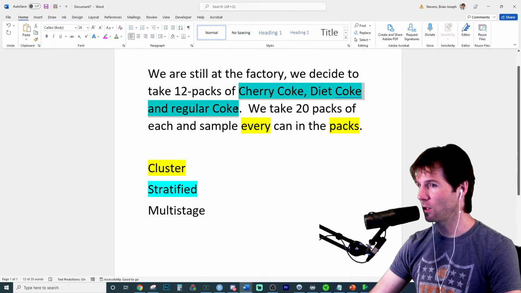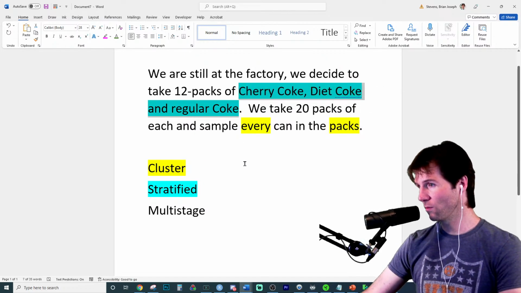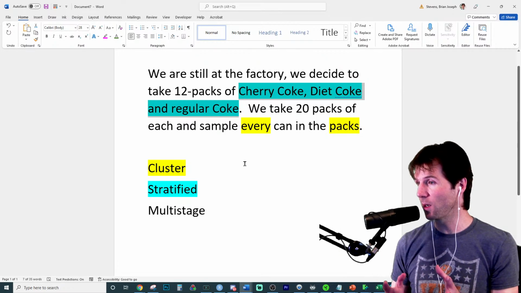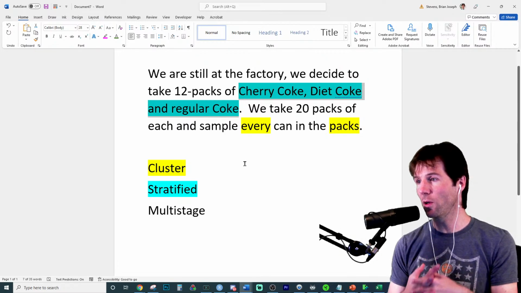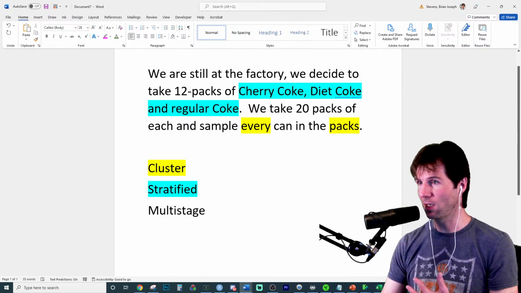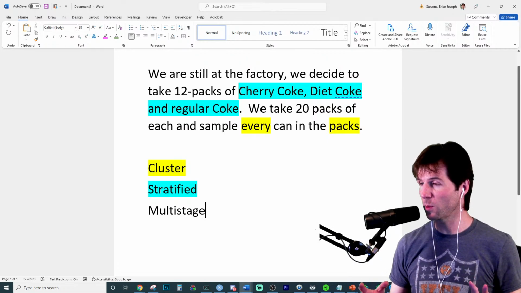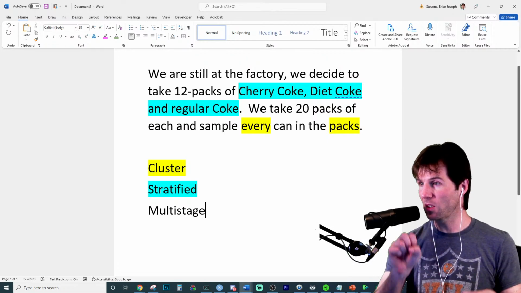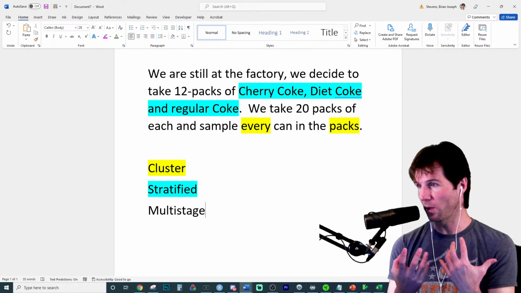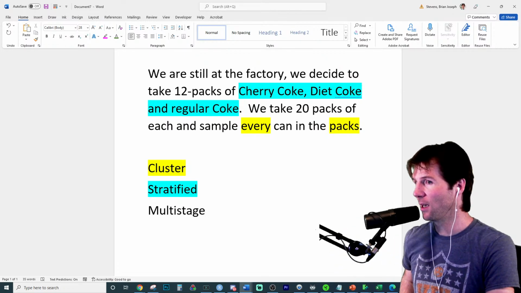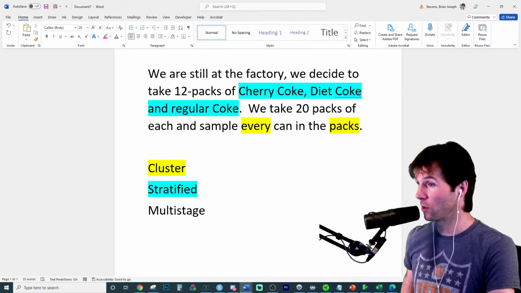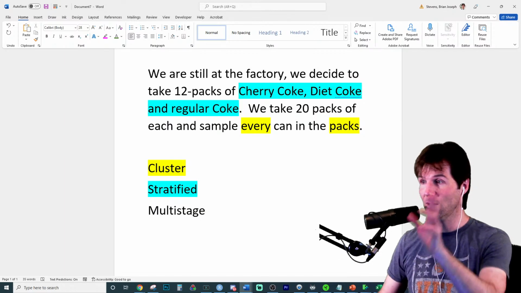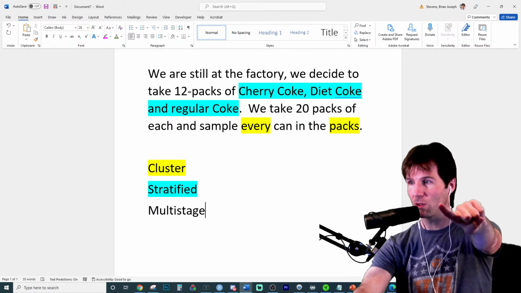Stratified right here is going to be the differences we see among the Coca-Cola types, and then it's called multi-stage because we're doing two different things. We're first acknowledging the difference between them, and then instead of randomly selecting within, we're selecting groups within 12 packs. So this is a multi-stage, and there are many ways to do multi-stage, and those are the different types of sampling methods. Let's go do some Flipbox.